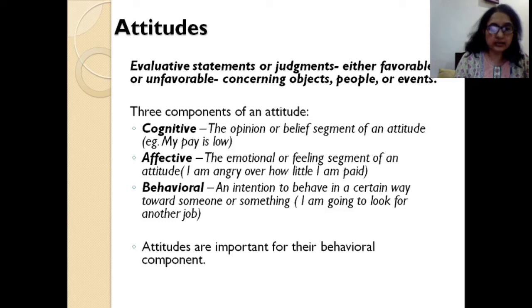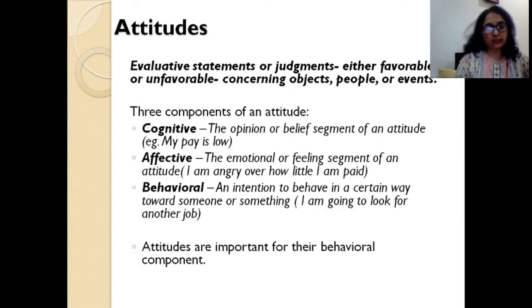Now, to understand attitudes, we have to understand the fundamental properties or components of an attitude. Researchers have identified three components: cognitive, affective, and behavioral. These components are highly interrelated, and especially cognitive and affective are inseparable in many ways, and they happen instantaneously. So, what is the cognitive element? It is the belief or the opinion segment of an attitude. For example, my pay is low. This is the cognitive element. This is how you perceive it.